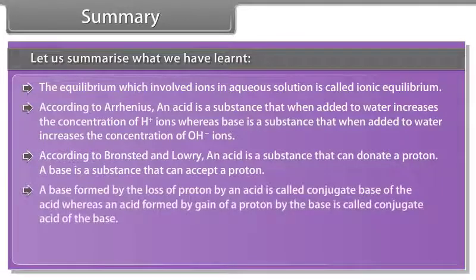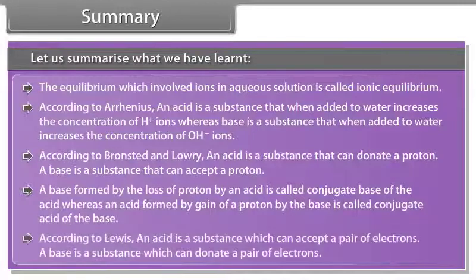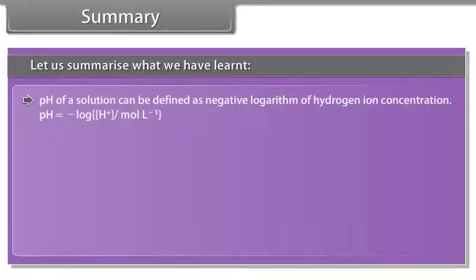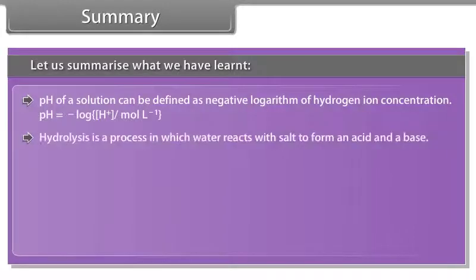A base formed by the loss of proton by an acid is called conjugate base of the acid, whereas an acid formed by gain of a proton by the base is called conjugate acid of the base. According to Lewis, an acid is a substance which can accept a pair of electrons. A base is a substance which can donate a pair of electrons. pH of a solution can be defined as negative logarithm of hydrogen ion concentration. Hydrolysis is a process in which water reacts with salt to form an acid and a base.